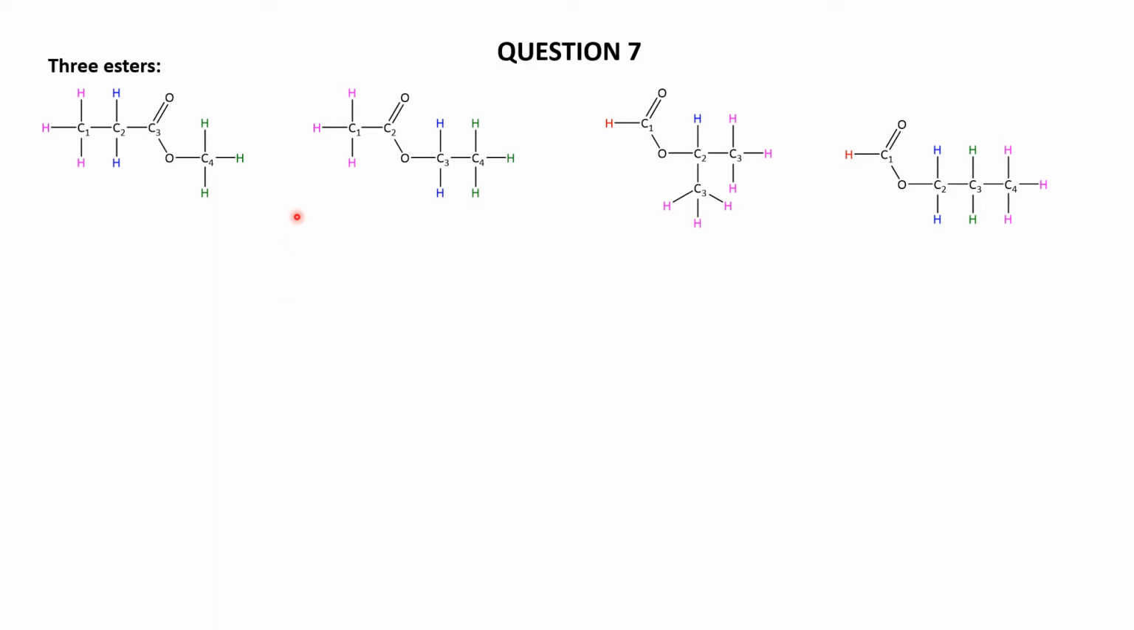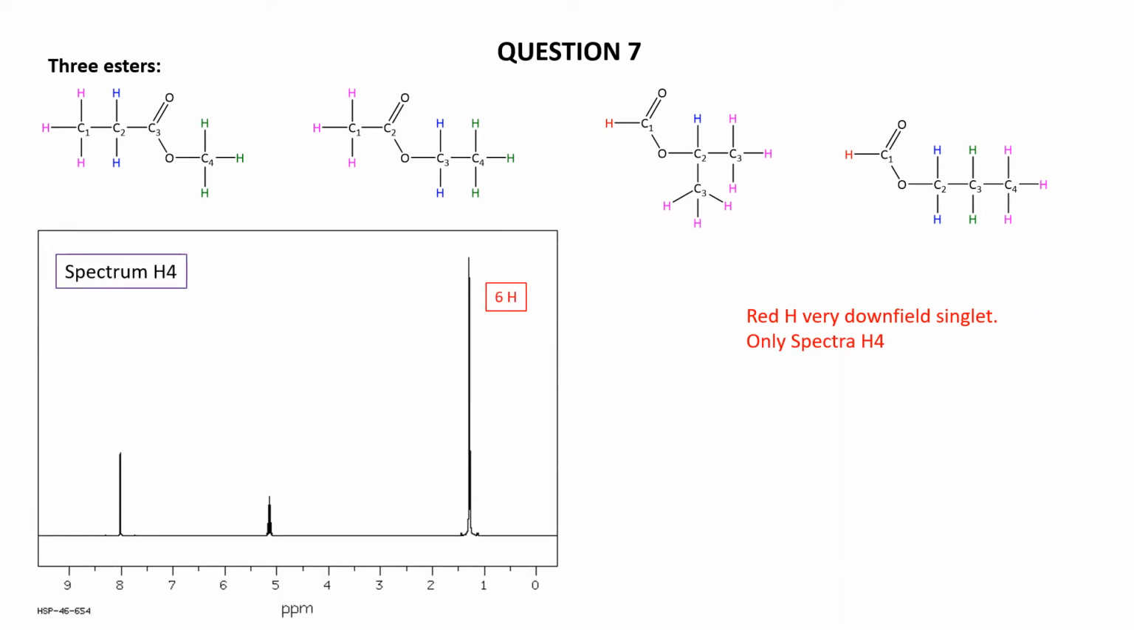C4H8O2. Okay. Now, when we look at these, we see that these two here, the formate esters, have that hydrogen there, that red hydrogen, and that red hydrogen has a very downfield singlet. It's not going to be as far downfield usually as the acid that we just talked about, but we're going to expect it to be very far downfield. And only spectrum H4 now has that downfield singlet now that we've removed the two acids from consideration. So let's see which of these two esters match up nicely to spectrum H4.